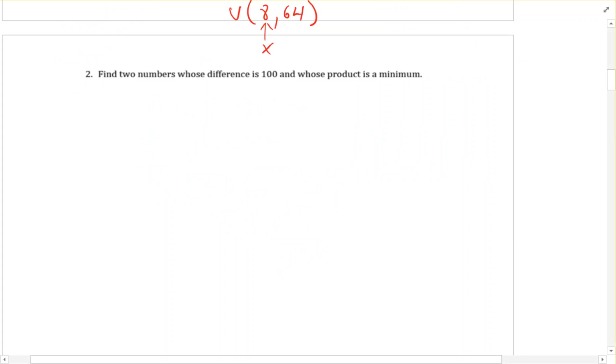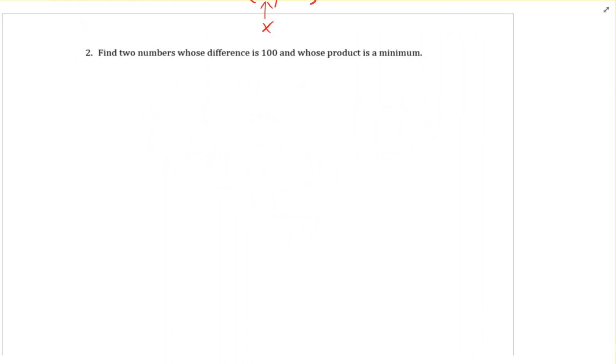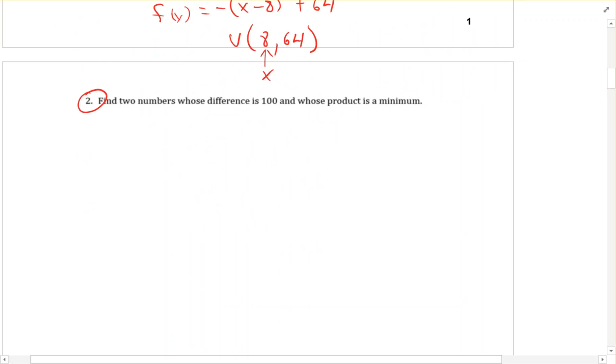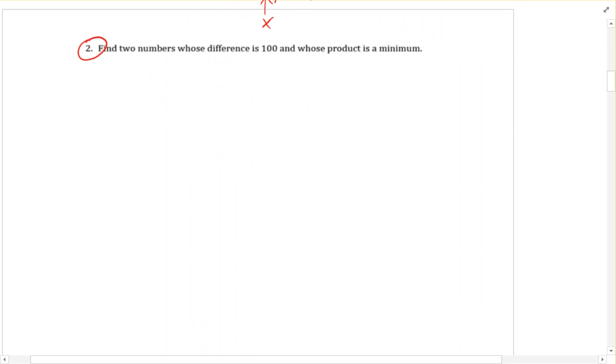So I'm going to let you guys go ahead and do number 2 on your own. Just notice it says difference. So it's going to be similar to this one, but you're going to be subtracting the numbers to begin with. And that's pretty much the only difference.